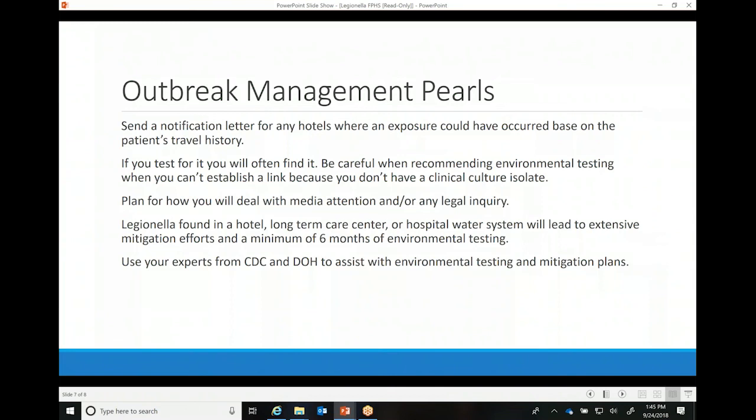Actually, we would discourage that unless they have some reason for thinking that they might have had some cases, because this is a common organism, especially in older water systems where they have a lot of dead zones or buildup in the pipes. And so you're going to find it. It doesn't mean it's linked to a case or that it's in a position to cause disease. But once you find it, you're committing that facility to a mitigation plan, which could be very expensive and may not actually get rid of the organism from their water system. So be careful about that. If you have questions on when to encourage testing or not, I would definitely contact the EPH program.